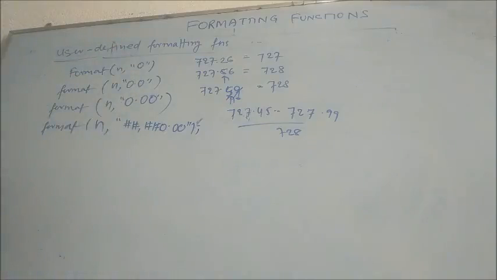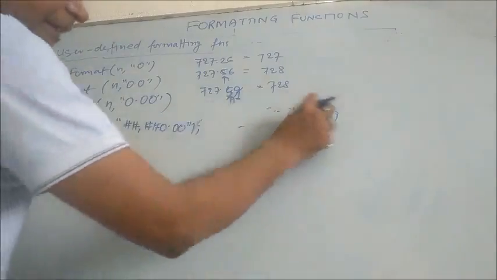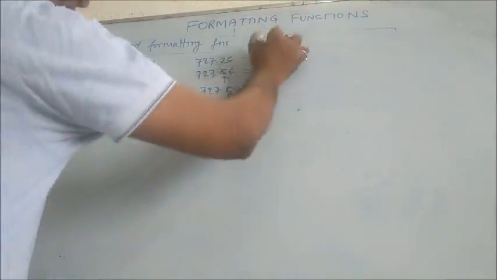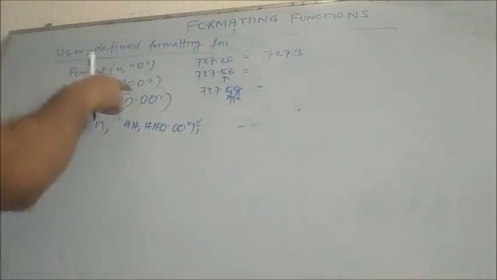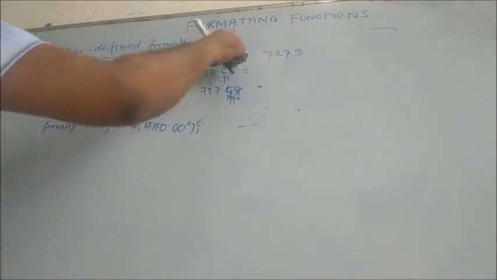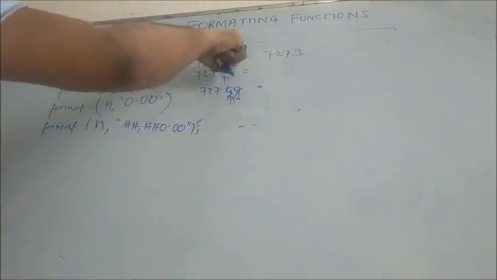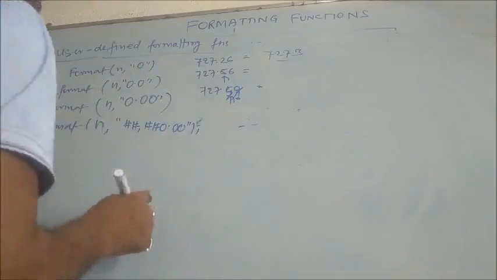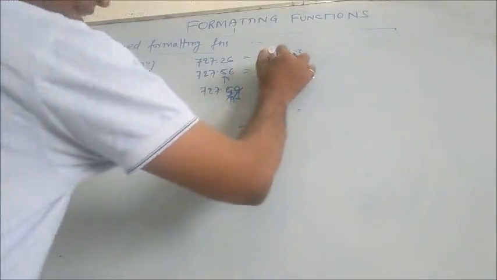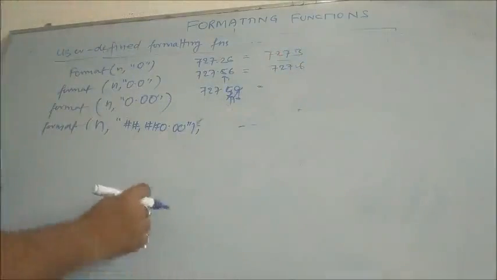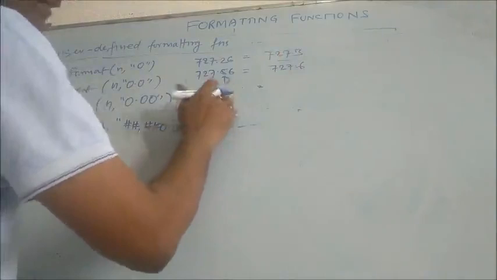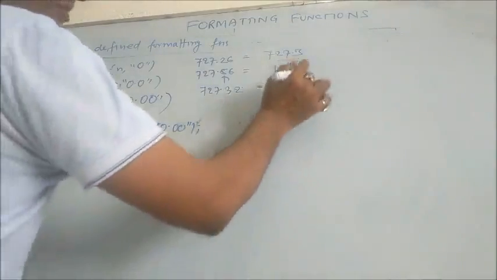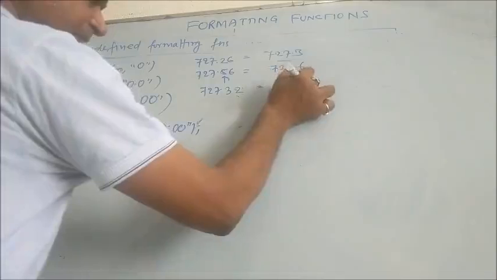If I have to point out 0.0, then see what is going to happen. In the first case, for the second one, if 727.26 is there, it will be 727.3. Why is it 3? Because this 6 will be cancelled out and it will be rounded up, so it becomes 3 instead of 2. So finally you will get the answer as this one. Now next one, 727.56. Easily you can say that this will be 727.6. Suppose it is 727.32. What will be the result? This 2 cannot be rounded up, so the final result will be 727.3.